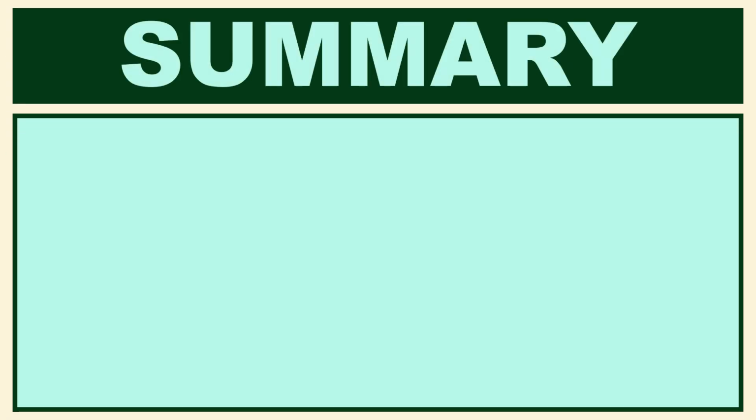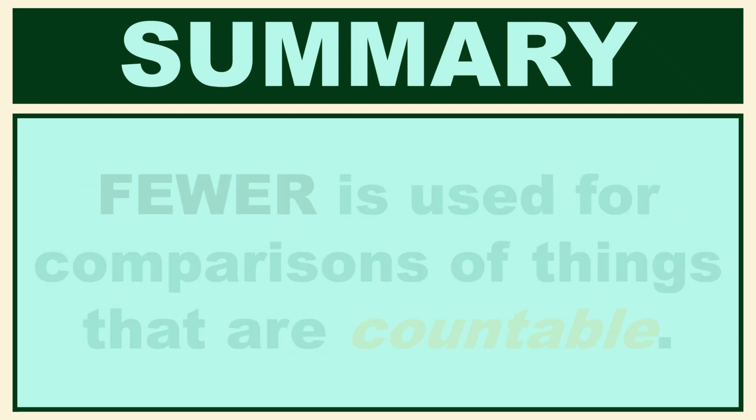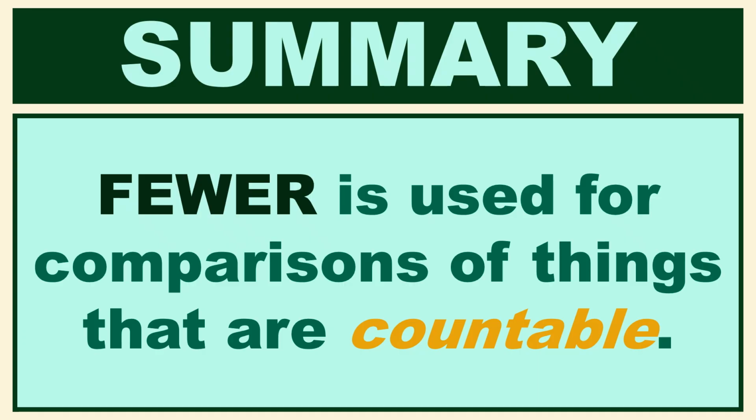Let's do a quick summary. Fewer and less are both diminutives, which is to say that they are used to describe something in comparison that is less or fewer than something else. Fewer is used for comparisons of things that are countable. So anytime we can count something, the number of cookies, the number of cups of chai, then we'll use the word fewer to indicate something is smaller.